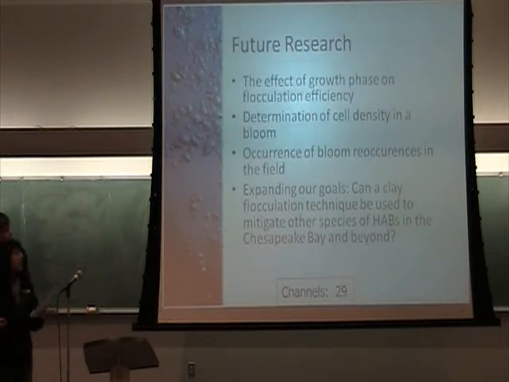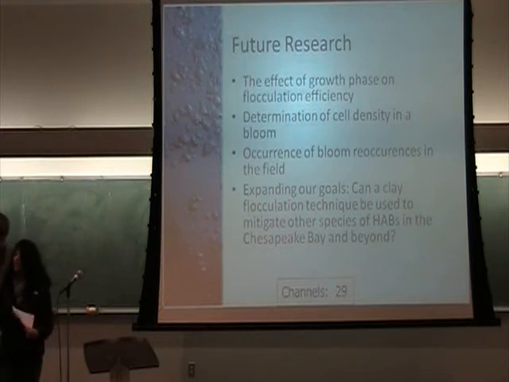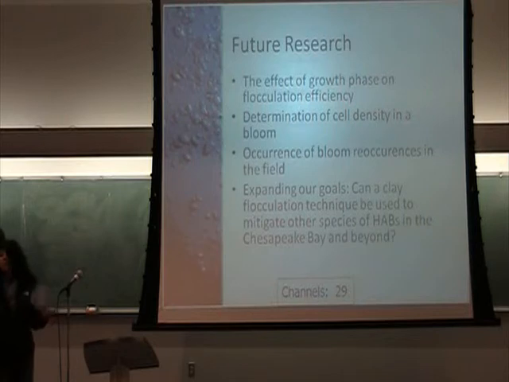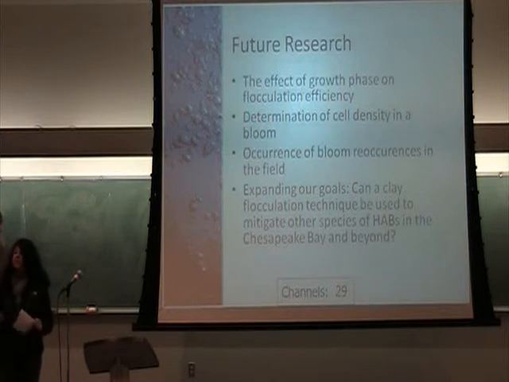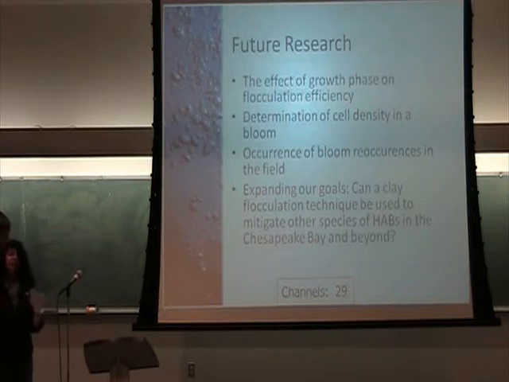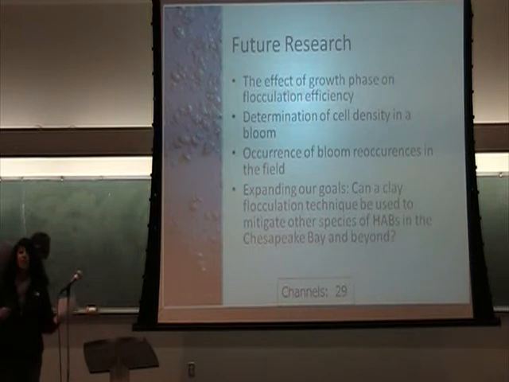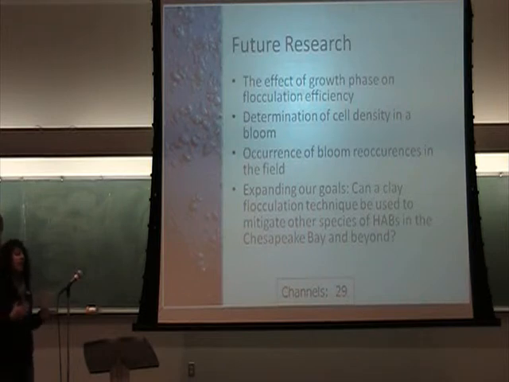Future research. So we weren't able to test the Microcystis growth phase with the efficiency of our mixture. In other words, we don't know if an older bloom will flock better than a younger bloom. Second, we wanted to be able to determine the cell density of an algal bloom, so we know how much clay and chitosan we need to add to that bloom itself, so we know if it can flock better or not. Third, we also wanted to look into how often a bloom can reoccur in the test day itself, so we know if we need to flock the bloom again and again and how often.